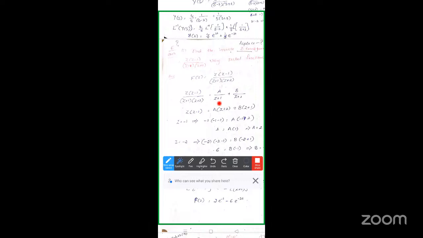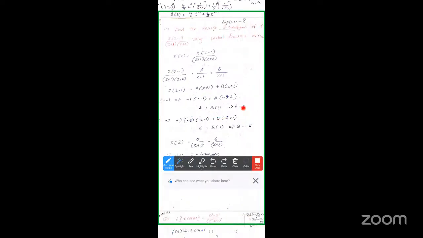These are nothing but the roots of the denominator. The first root of the denominator is minus 1, and the second root is minus 2. So substitute the roots of the denominator in this equation. We are getting the A and B values: A is equal to 2, B is equal to minus 6. Therefore F of z is equal to 2 by (z plus 1) minus 6 by (z plus 2).